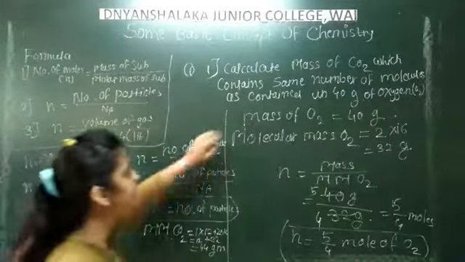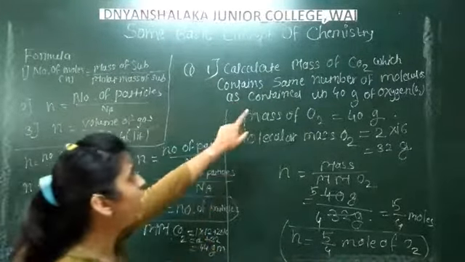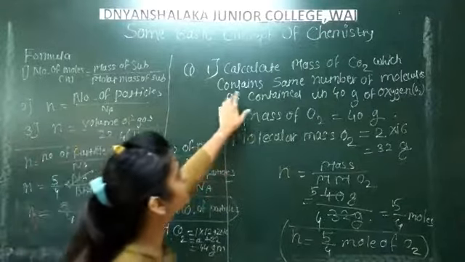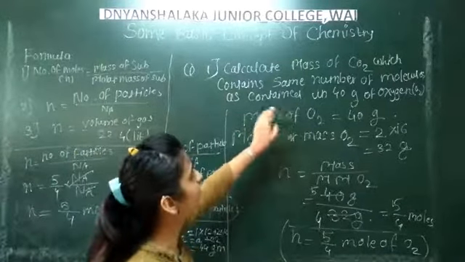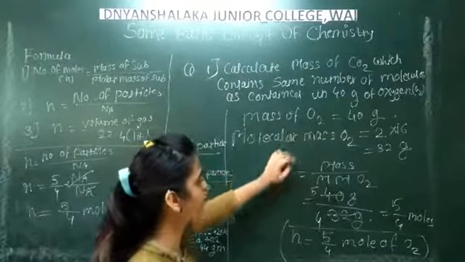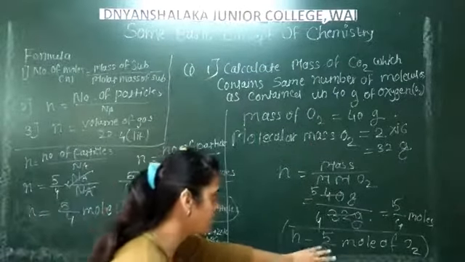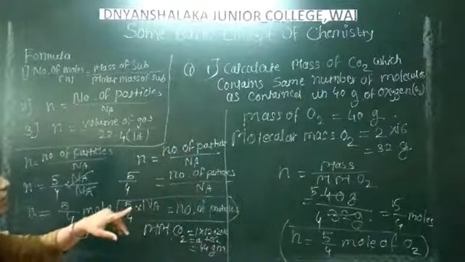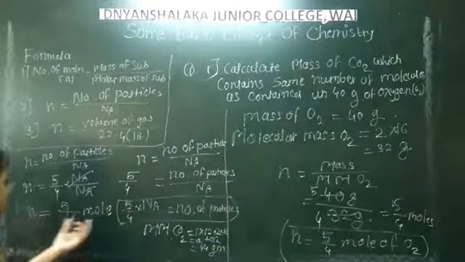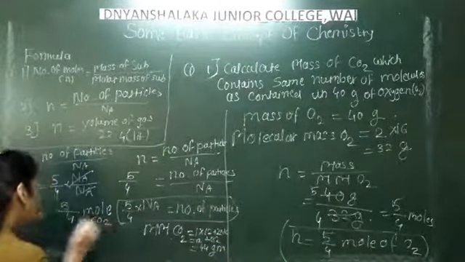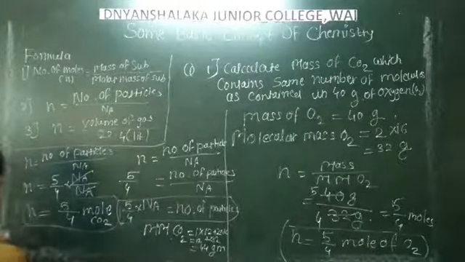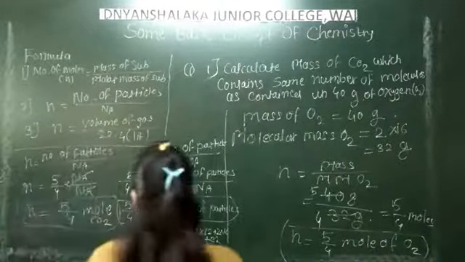carbon dioxide. In the question, calculate the mass of carbon dioxide which contains the same number of molecules as contained in 40 gram of oxygen. We first found the number of moles of oxygen is 5 upon 4. Same means equal number of molecules, so in carbon dioxide also the same number, 5 upon 4 moles.